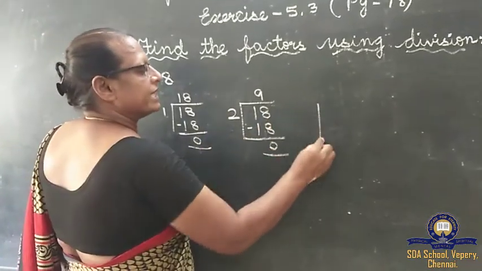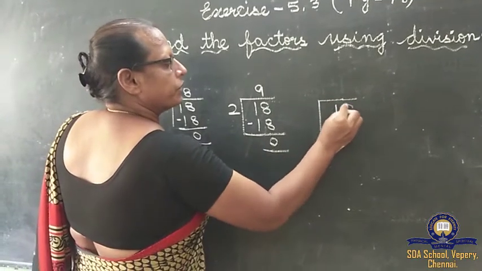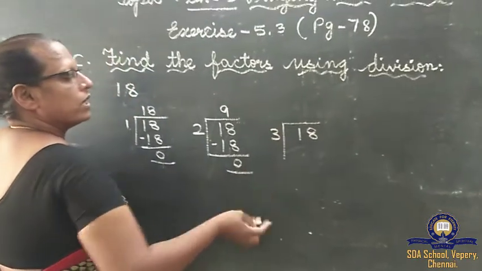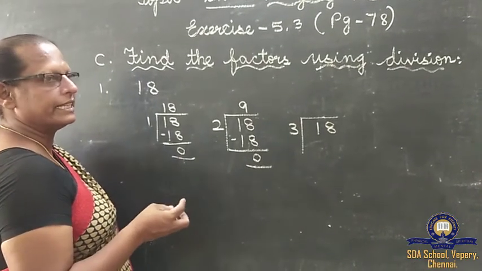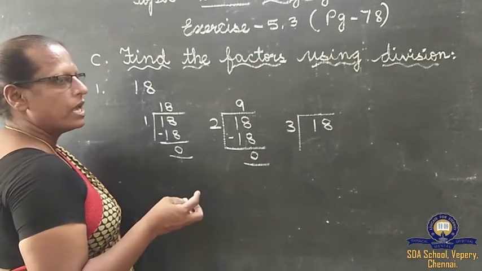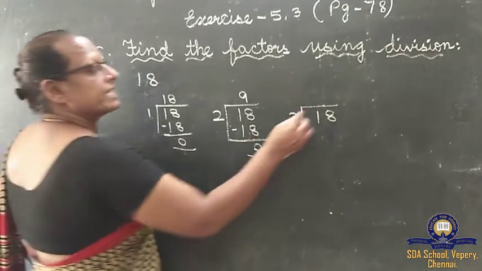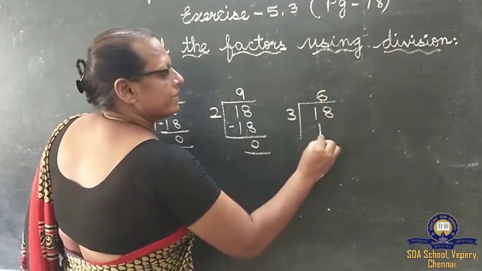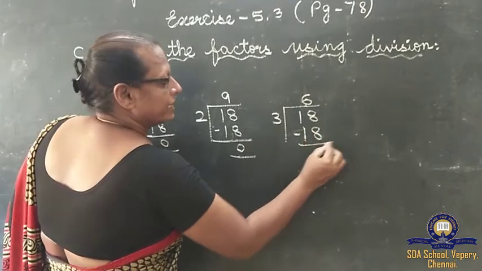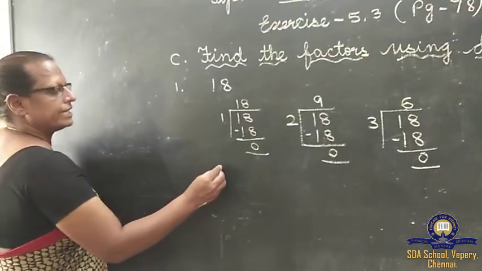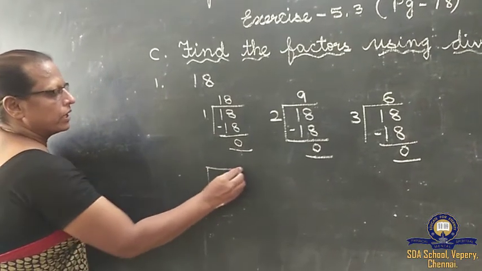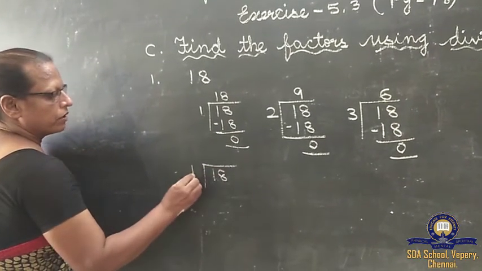Then shall we see the third table? See, we put 18 and we write 3. Say the 3 tables, children. 3 1s are 3, 3 2s are 6, 3 3s are 9, 3 4s are 12, 3 5s are 15, 3 6s are 18. So in this table also 18 goes. Isn't it children? And then we will see the fourth table.